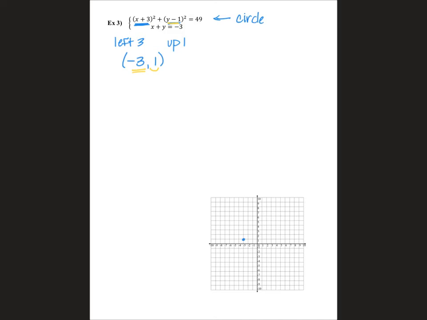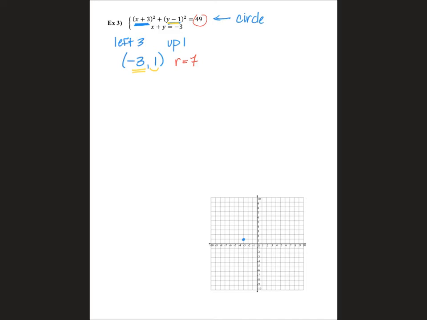Now, the value on the right, this 49, I gave you a nice perfect square. This is going to help me find my radius, and you always take the square root of that value. So my radius for this circle is going to be 7. That means from the center, I am going to move or place points 7 units away in all of the directions. Well, I'm just going to move vertically and horizontally.